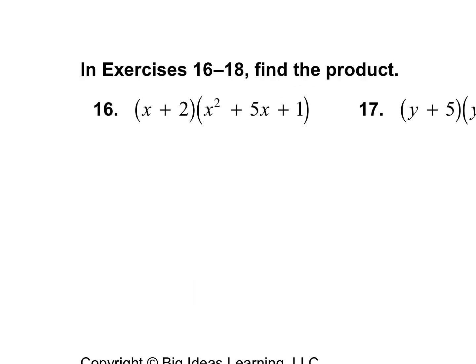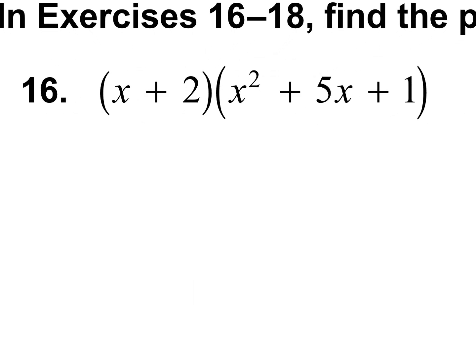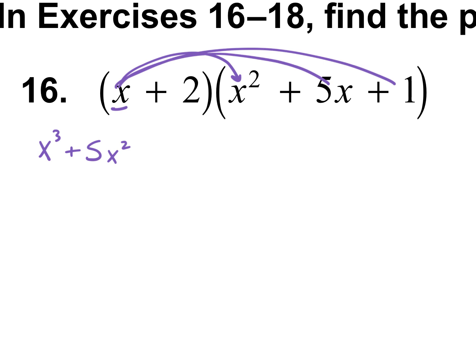So 16 through 18 is just a little bit more than foiling because we have a binomial times a trinomial. So we just have to make sure everything in the first set of parentheses gets distributed to everything in the second. So starting with x. What's x times x to the second power? X to the power of 3. What's x times 5x? 5x to the power of 2. And what's x times 1? X. What would I do next?